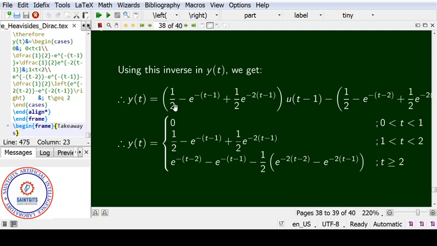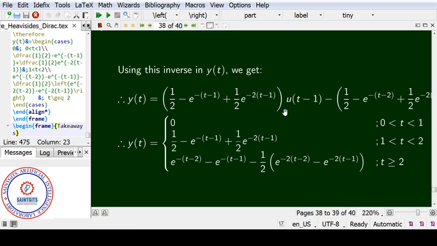This is plus 1 by 2. Here I have minus 1 by 2. It sums to 0. Then e raised to minus of t minus 1 plus 1 by 2 e raised to minus of t minus 2 into t minus 1. Here minus is common. Minus into minus plus. Plus e raised to minus of t minus 2 minus half into e raised to minus of 2 into t minus 2. That's all. When t greater than or equal to 2. Up to this term is enough.